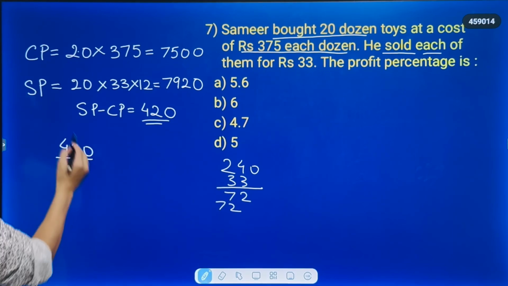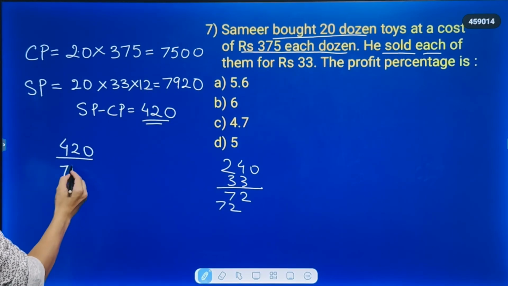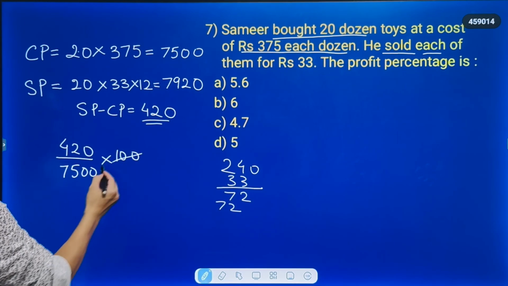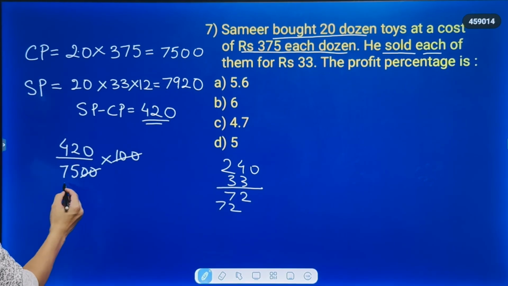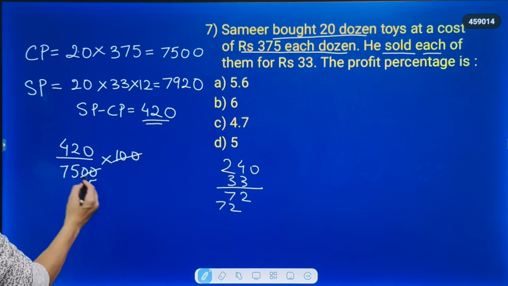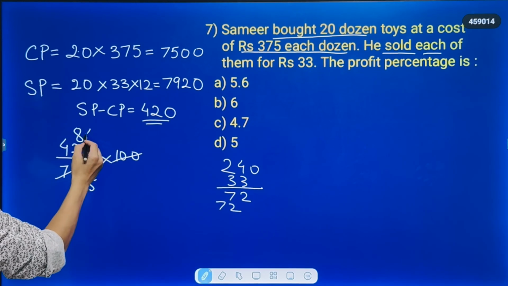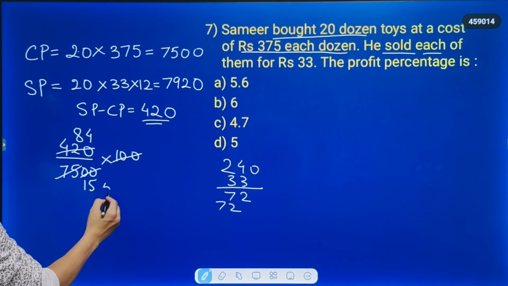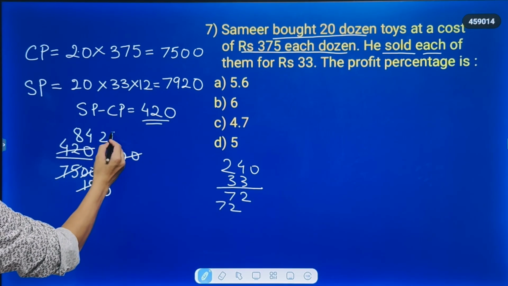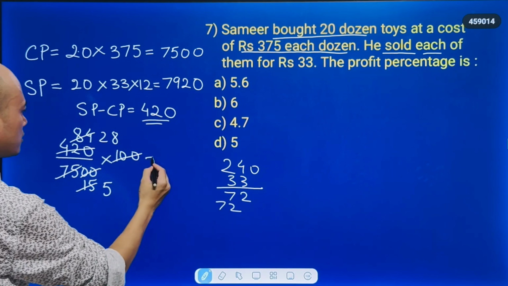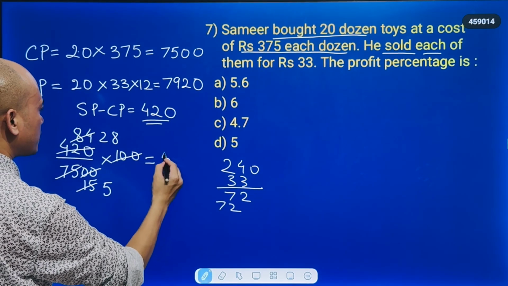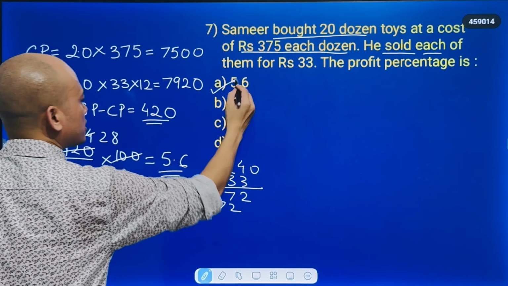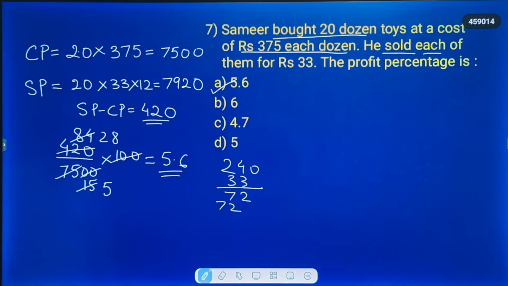by CP. What was our CP? 7500. So into 100, we cancel by 100. 5 15s are 75, 5 8s are 40, 5 4s are 20, then 3 5s are 15, 3 28s are 84. So 28 by 5, 5 5s are 25, remainder 3, 30, 5 6s are 30. So 5.6 is the profit percentage.